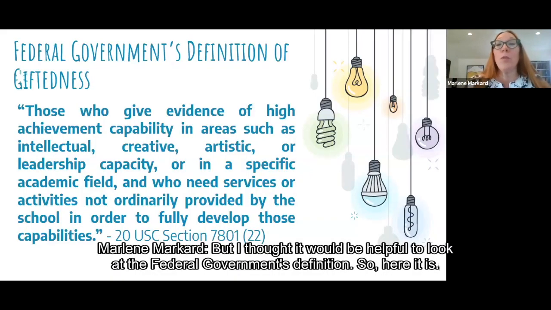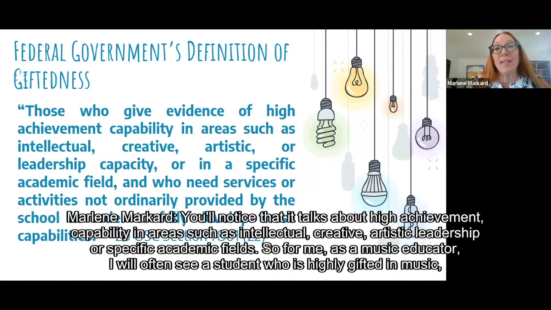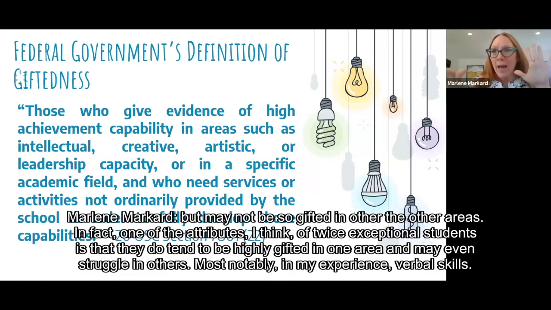But I thought it would be helpful to look at the federal government's definition. So here it is. You'll notice that it talks about high achievement capability in areas such as intellectual, creative, artistic, leadership, or specific academic fields. So for me as a music educator, I will often see a student who is highly gifted in music, but may not be so gifted in other areas.